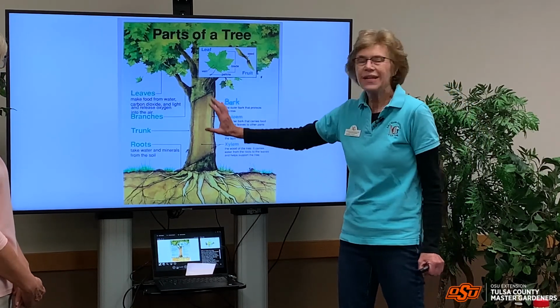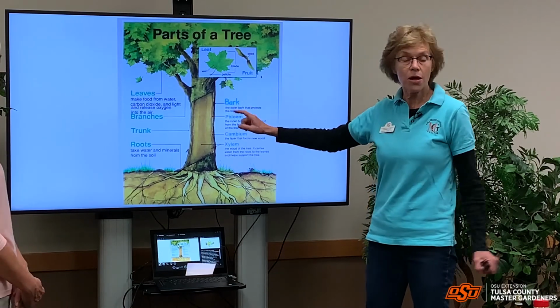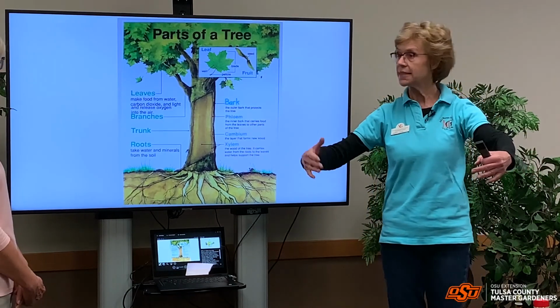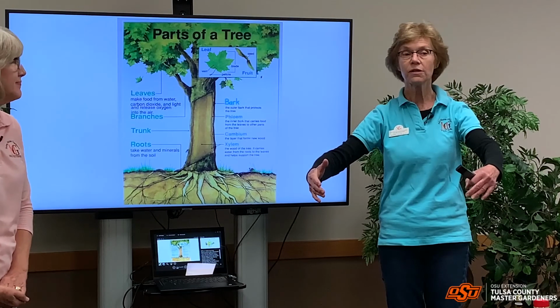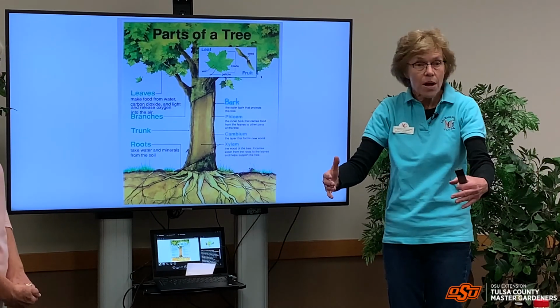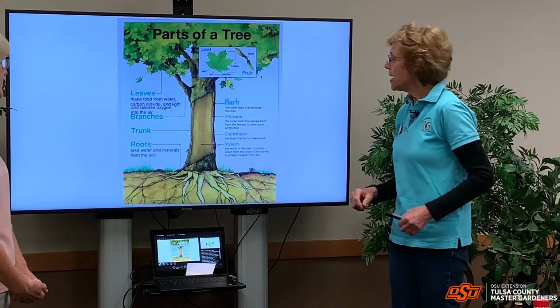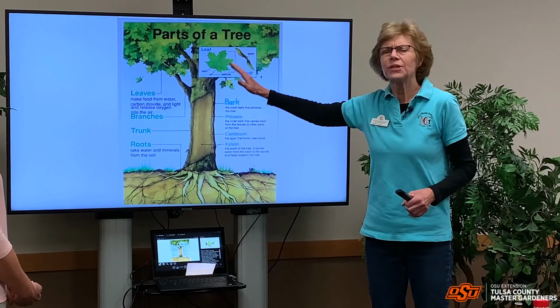But what is actually inside the trunk? We have the bark, which is the protection on the outside, and just as Miss Dixie has told us, it protects it from the weather. There's thick and thin barks, different kinds of barks, they all look different. So very interesting, but it protects the tree.